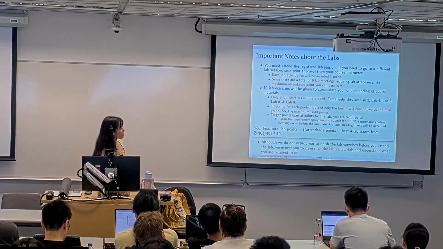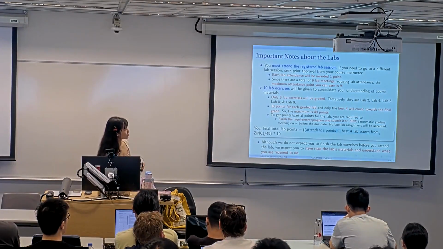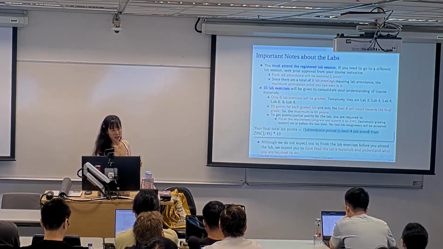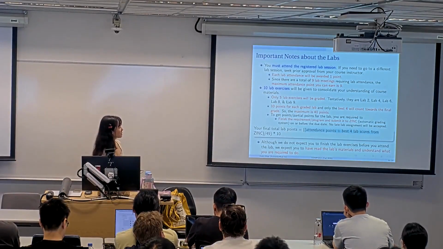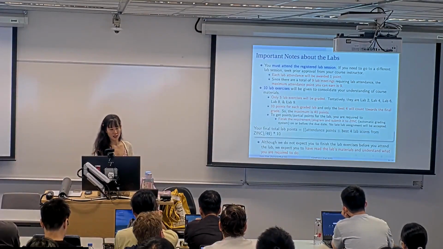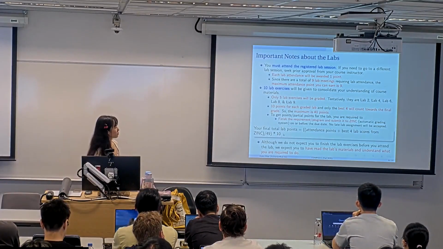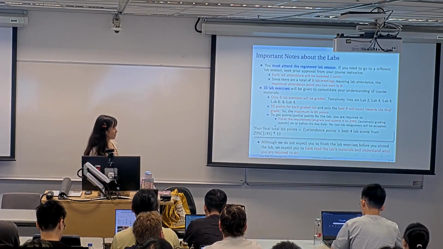So your final total lab points will be your attendance points plus best 4 lab scores from Zinc, and then we do a normalization, so that is divided by 49. 49 is the maximum points you can get, right? And then times 10. After this normalization, it will be your final total lab points.